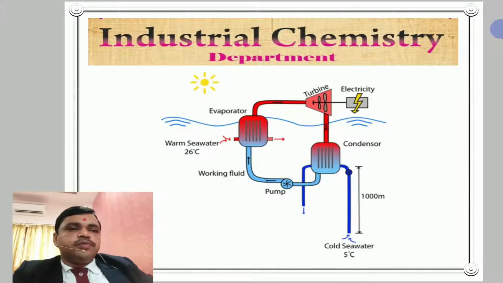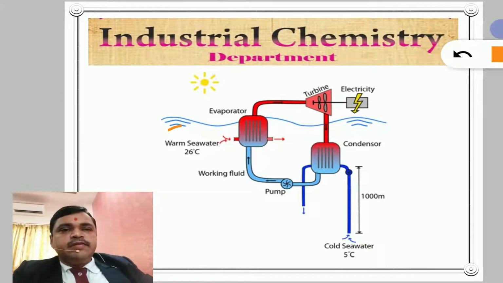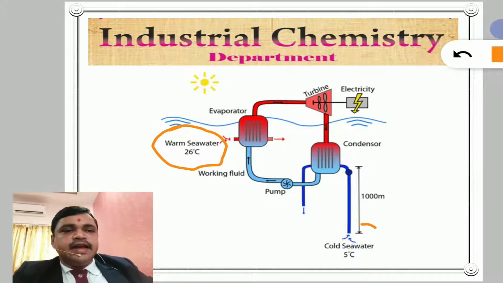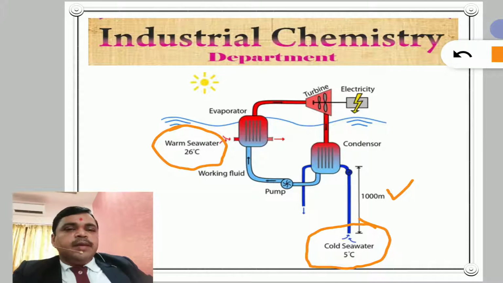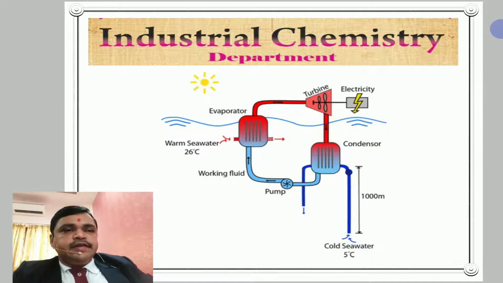This is also a schematic diagram of a closed cycle system. Here we use surface warm water at 26 degrees Celsius and deep cold water at 1000 meters. Deep cold water has a temperature of 5 degrees Celsius. So from the temperature difference between warm surface water and deep cold water, we get electricity by this type of closed OTEC system.